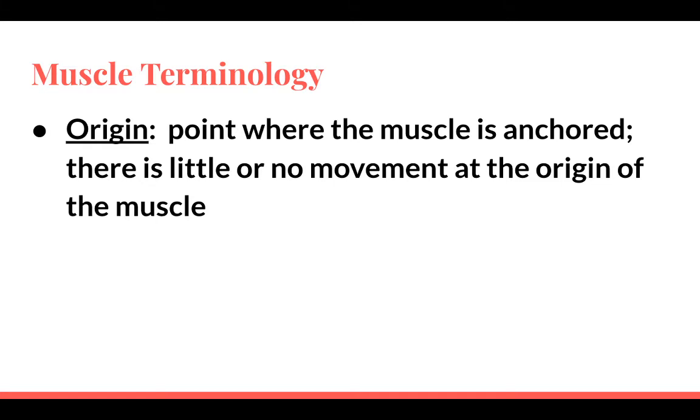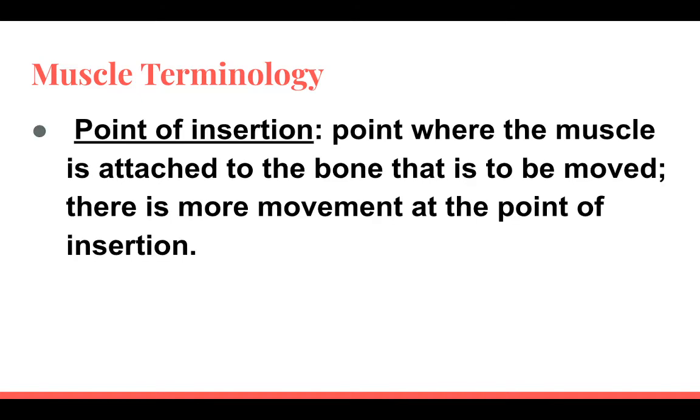So the origin is the bone where the muscle is attached and anchored, and there's going to be very little movement there. The insertion is the other end of the muscle. It's the end of the muscle that is attached to the bone that is to be moved. So there is going to be a lot of movement at the insertion. Okay? An example that the guy gave, if you've already watched the video that was on the slide at the beginning of this PowerPoint, was the biceps brachii and the triceps brachii.